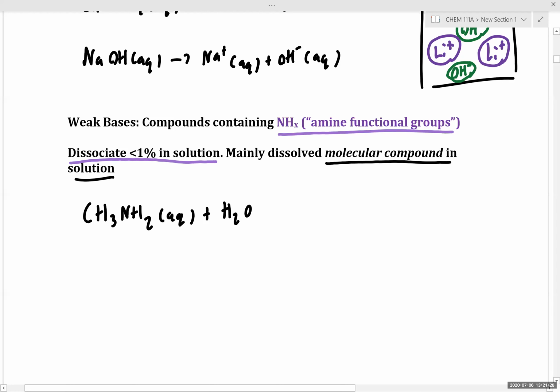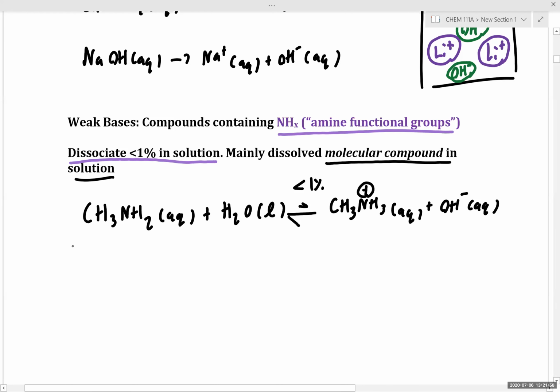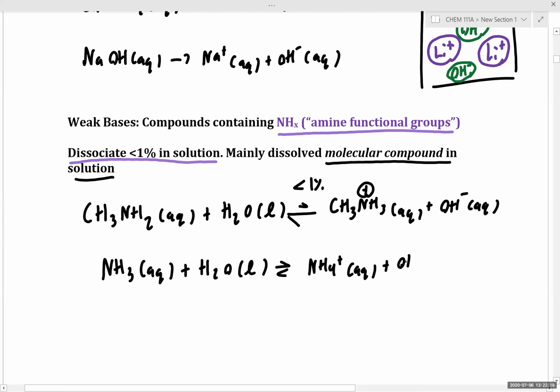In solution, it reacts with water to generate a very small amount of the methyl ammonium salt and hydroxide. This occurs in less than 1% of all amine molecules. So the major species in solution is our molecular species, with just a very, very small amount of ions. Another very textbook weak base would be ammonia, which reacts with water to generate ammonium plus and hydroxide. If you ever hear someone say ammonium hydroxide, that's just another way of saying ammonia in water.